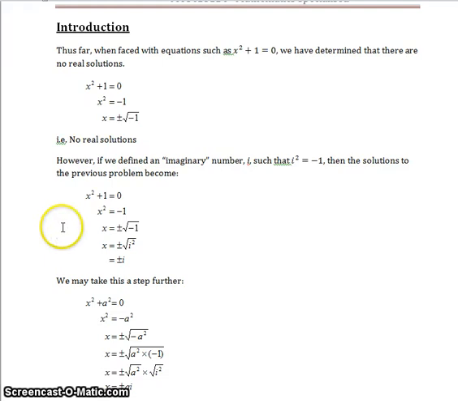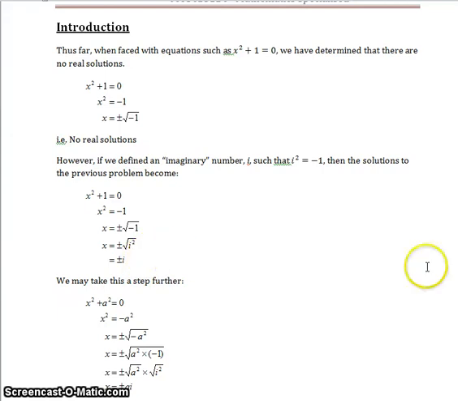But by our definition of i squared equals negative 1, we can say then that x equals plus or minus the square root of i squared. And then when we take the square root of i squared, we end up with i, and so our solution is plus or minus i.